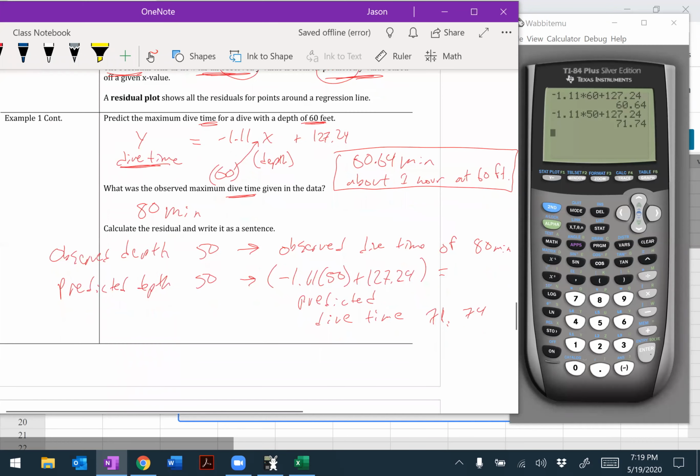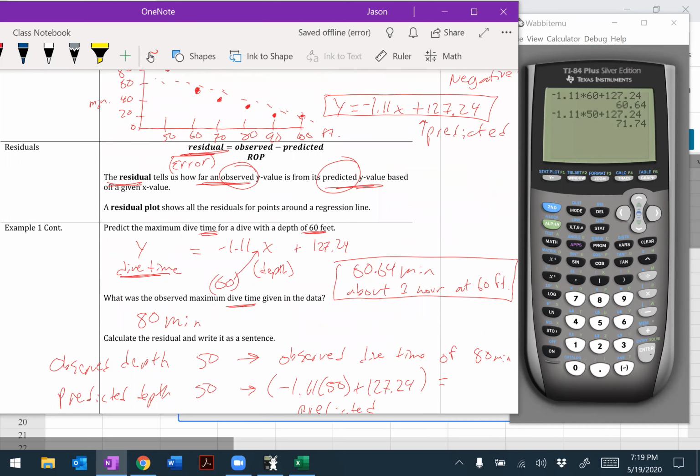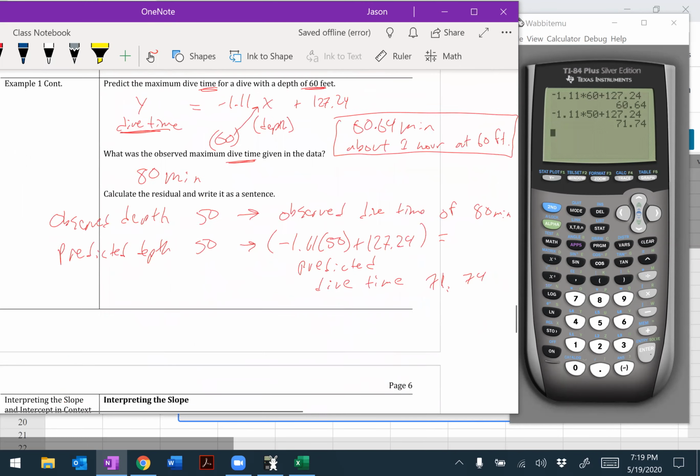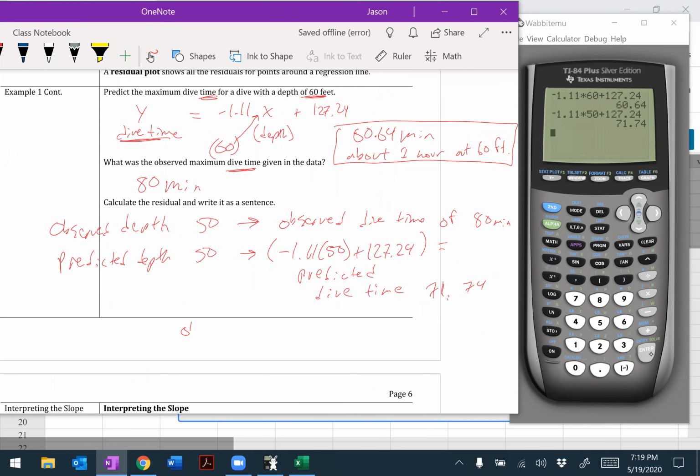So what's the residual? Well, the residual is the difference between the two. It's the observed minus the predicted. So the residual is the observed minus the predicted.